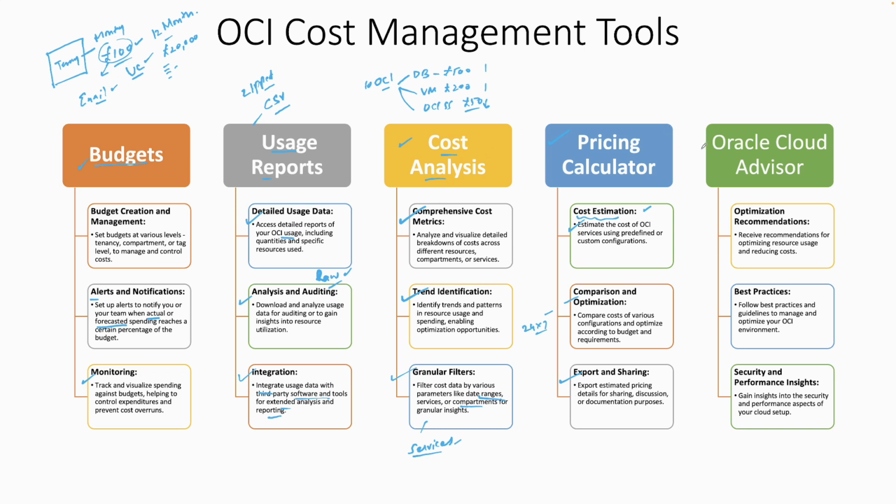The next important one is the Oracle Cloud Advisor. You can say it's a recommendation tool. It will actually give you some recommendations, some best practices to save cost as well. So within Oracle itself, within OCI itself, it is actually telling you where you can save your cost. So you can receive recommendations for optimizing the resource usage and reducing costs.